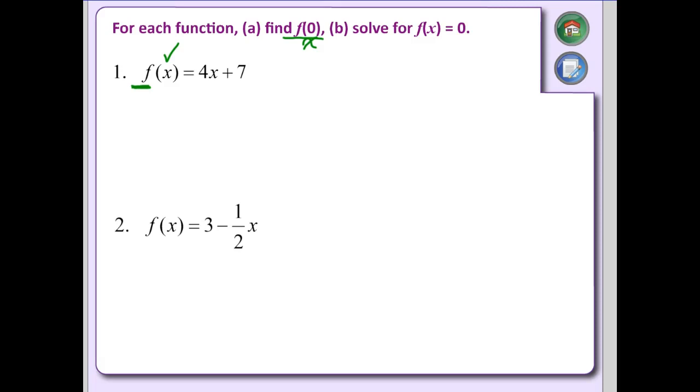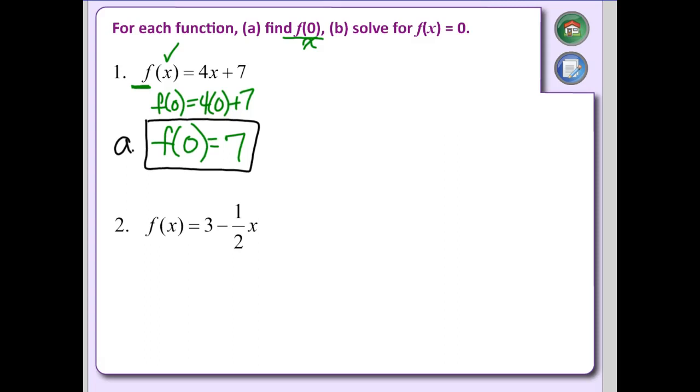Okay, the variable is x, and I'm plugging 0 in for x. So what happens if I do that? Well, we've got the function at 0 equals 4 times 0 plus 7, and some of you could have figured that out without me writing that. So the function at 0 equals 7. Again, my answer for letter A is in function notation because that's what they gave me.